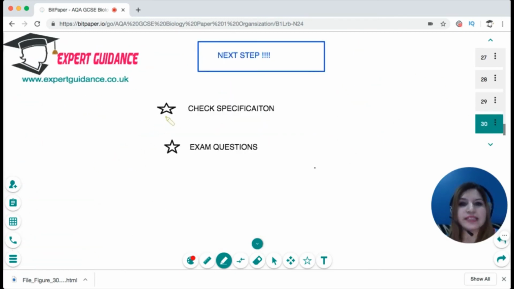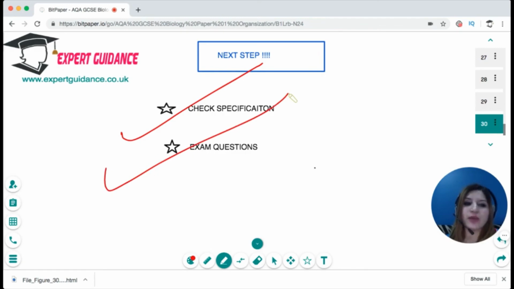Okay, so what is the next step? The next step is to check the specification, make sure whatever is there in the specification is crystal clear to you, and do exam questions on this topic.